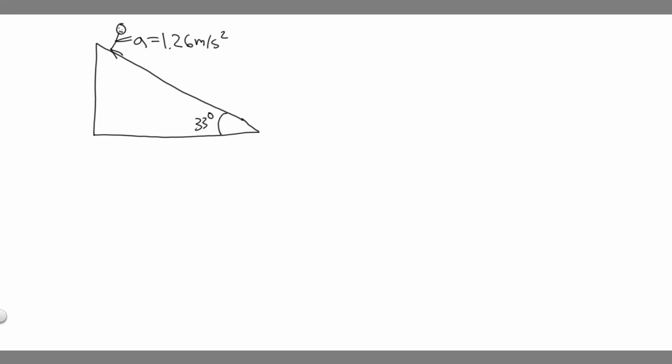In this problem, we're told a child goes down a playground slide with an acceleration of 1.26 meters per second squared. Find the coefficient of kinetic friction between the child and the slide if the slide is inclined at an angle of 33 degrees below the horizontal. So as usual, you always want to draw what's going on.